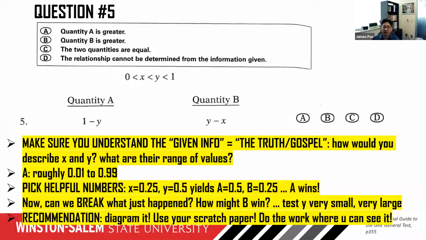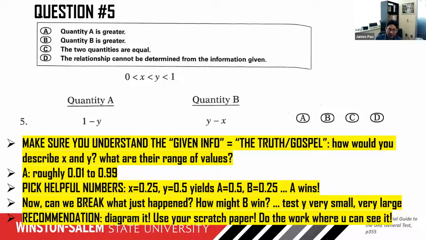So our given information this time is a little bit different. It is now illustrating that 0 must be less than X, must be less than Y, must be less than 1. So again, you have to take your brain and chew on that information, understand it, soak it in. What is all of this saying? What is all of this really meaning? Okay, you have to interpret the given information.